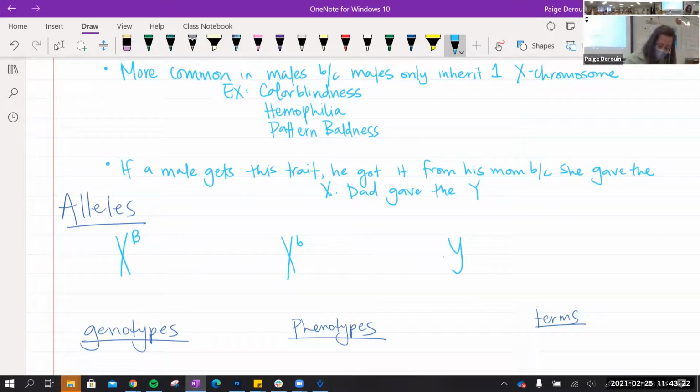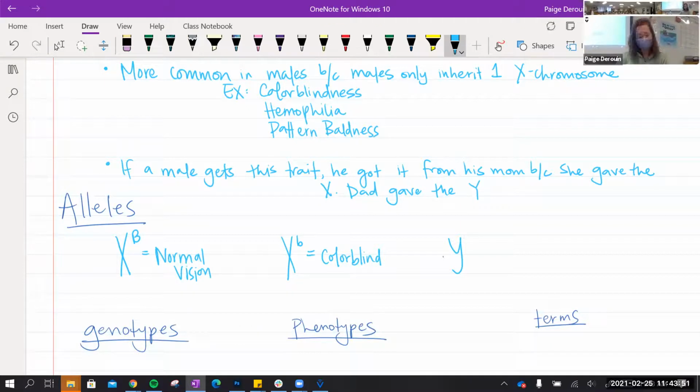Okay. X capital B is going to stand for normal vision. That's dominant. X lowercase b is going to stand for what? Colorblind. And Y doesn't stand for anything, it's just Y. So we just leave it like that.